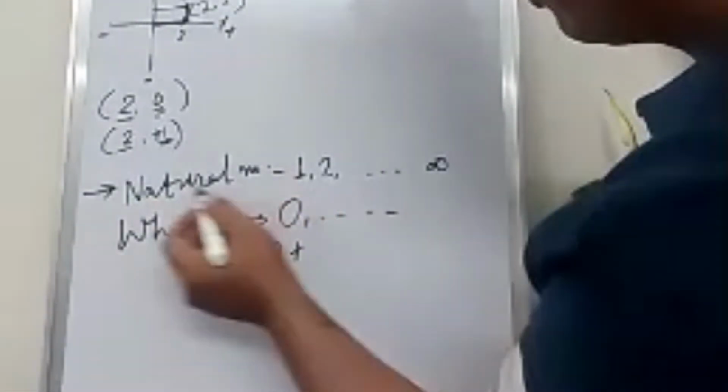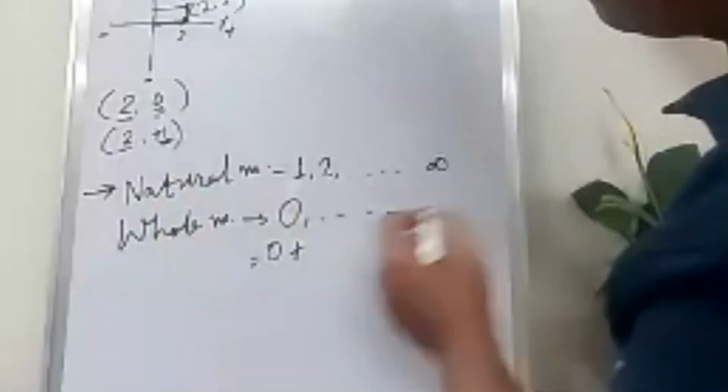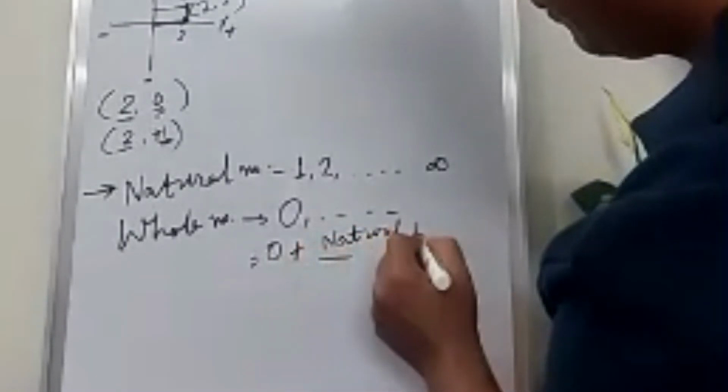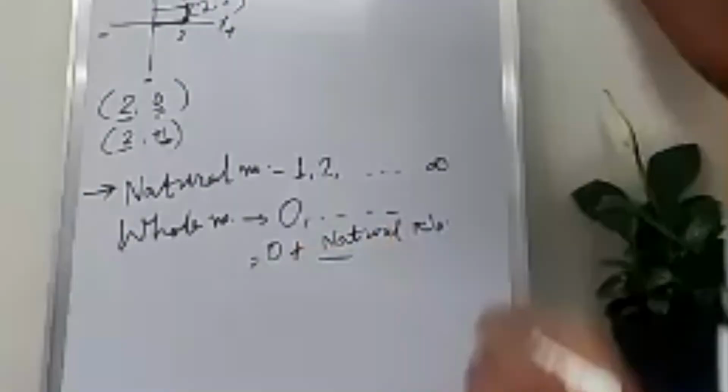Because natural number starts with 1, 2, 3, 4. Whole number में सिर्फ क्या होता है कि वो 0 को भी हम लोग काउंट करते हैं, which means 0 plus natural numbers will make your whole number, right?